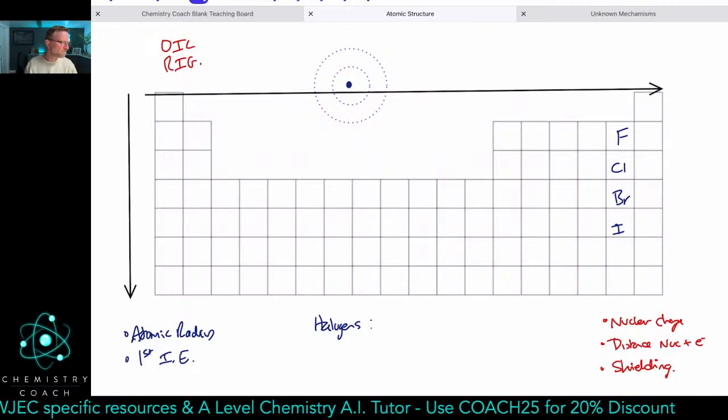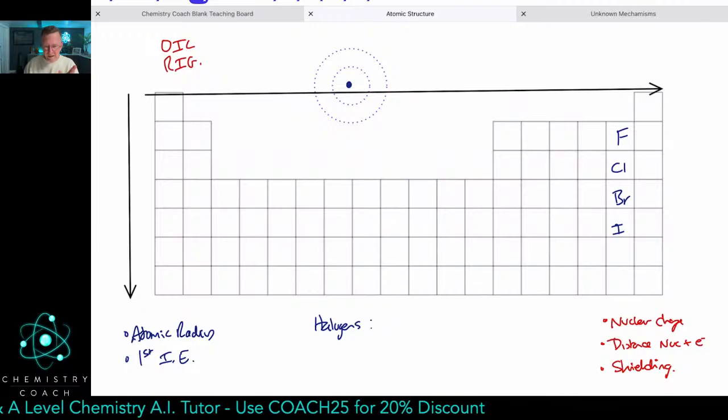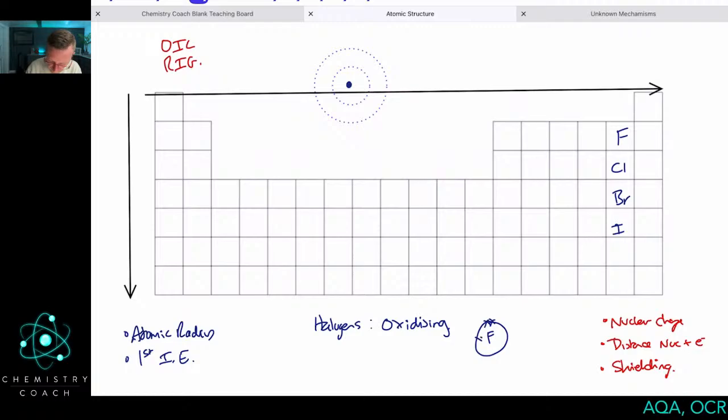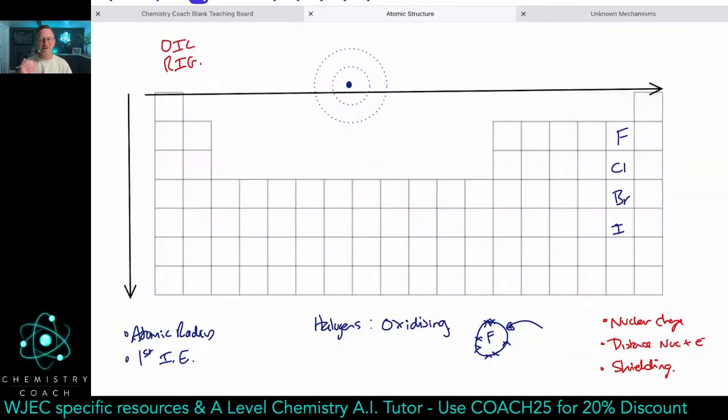No takers? Fair enough. Halogens are oxidizing agents. Okay. So what they do is, let's say you've got fluorine here with 1, 2, 3, 4, 5, 6, 7. You've got 7. Thank you, Hafiza. What it's doing is, or all halogens, they are accepting electrons from other things.